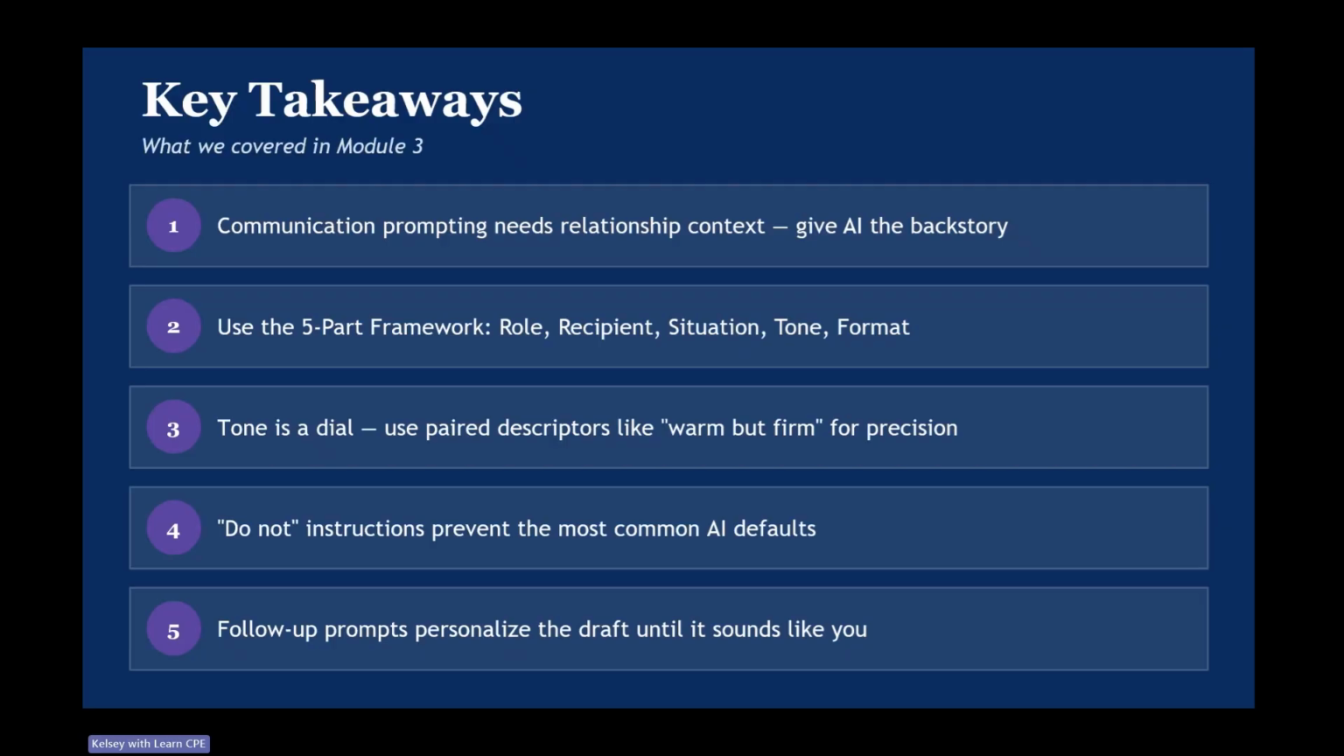So, to recap, communications prompting is the most relationship-dependent of the four modules. AI defaults to generic. Your prompts supply the context that make messages feel human. The five-part framework, role, recipient, situation, tone, and format, gives you a structure for any communication scenario. Tone is a dial. Use paired descriptors and do-not instructions to calibrate precisely. And always refine with follow-up prompts until the message sounds like you.